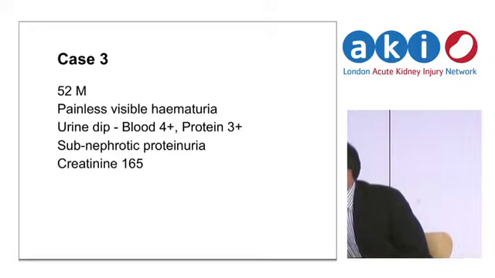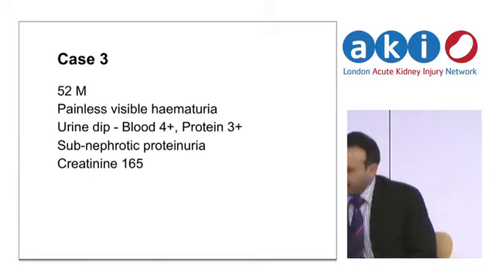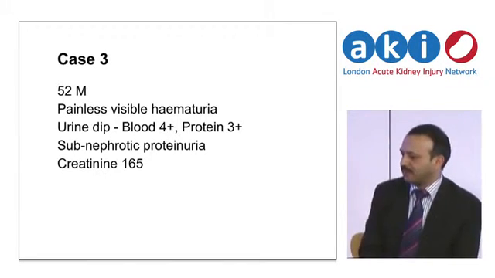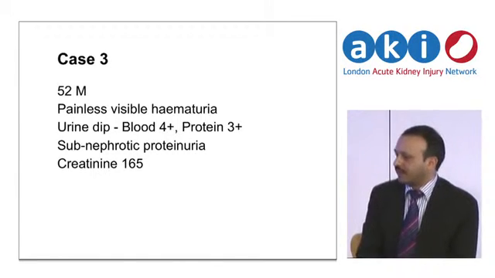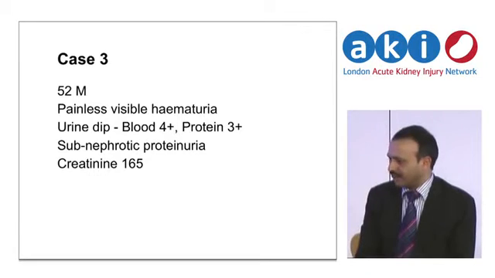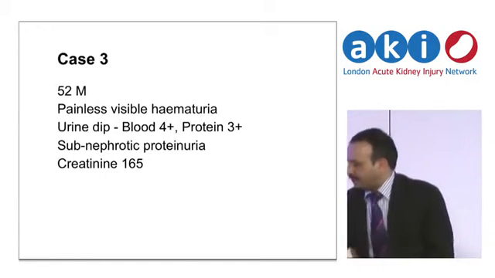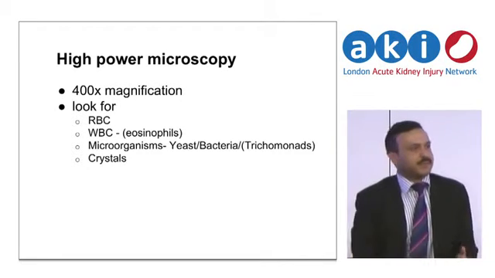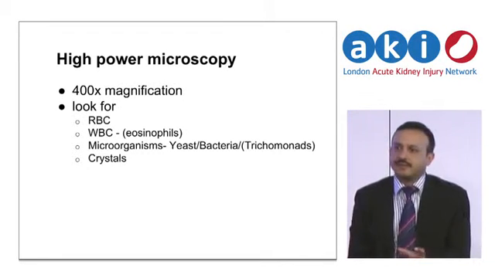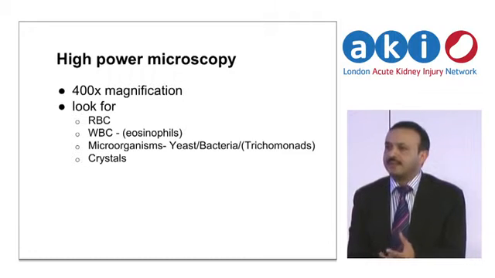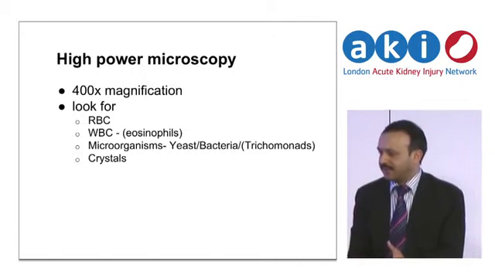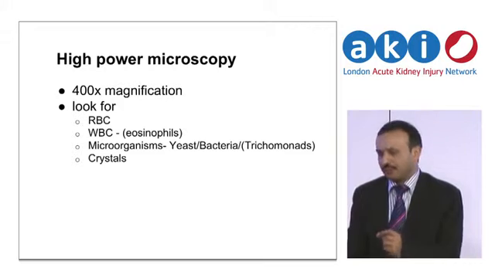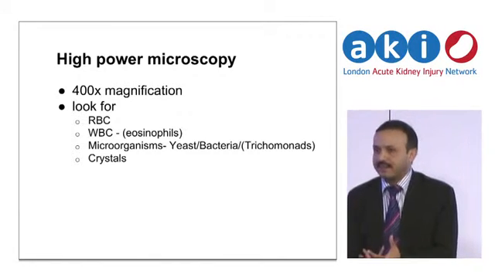Now we come to a patient with hematuria. So a 52-year-old man came with painless visible hematuria. Urine dip showed blood and protein. There was no significant proteinuria, there was low-grade proteinuria, and creatinine was abnormal. So now we come to the next step of urine microscopy. When we looked at the low-power view of the urine, we could differentiate larger cells like squamous epithelial cells or the casts. But for looking at anything smaller, you need to magnify it further.